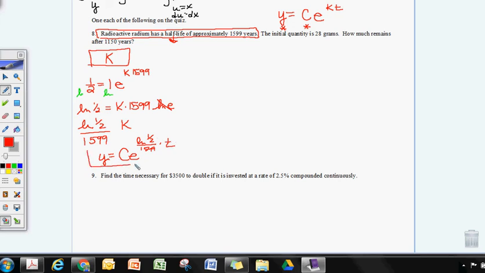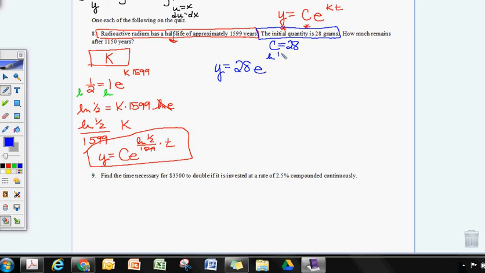Okay, so I solved for K. That's what the red box did. So now going on to the blue. The initial quantity is 28 grams. That tells you C equals 28. I didn't have to solve for it in this one. On the review 1, you had to solve for C. So guess what? I now know my equation is y equals 28 e to the natural log of 1/2 divided by 1599 times t.